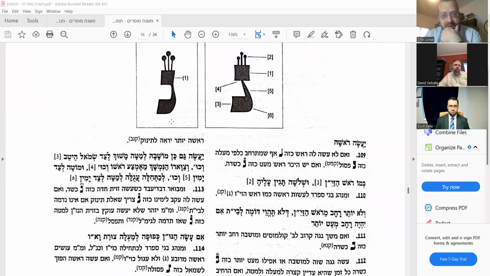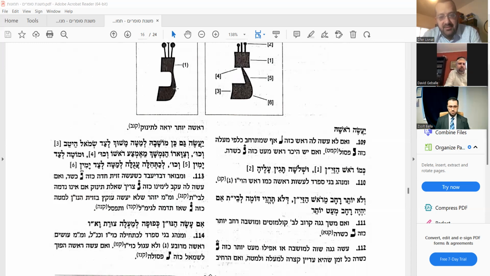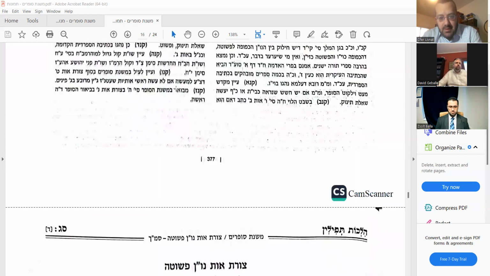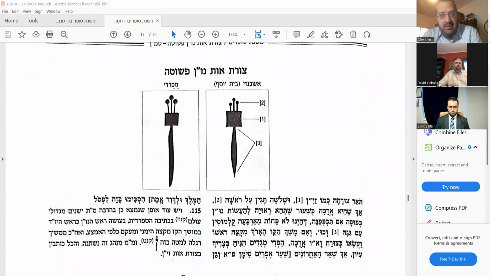The only difference is that the Sfaradim do make the head square. In other words, it's not fully like a vav, because a vav we know is rounded. And one of the differences between the vav and the zayin, besides whether it comes from the middle or from the side, is that the zayin is squared and the vav is rounded. So even the Sfaradim, even though they make the nun like a vav, where the neck is coming from the right side, they do make the top square, not like a vav. Okay, so that's the issue with the nun.